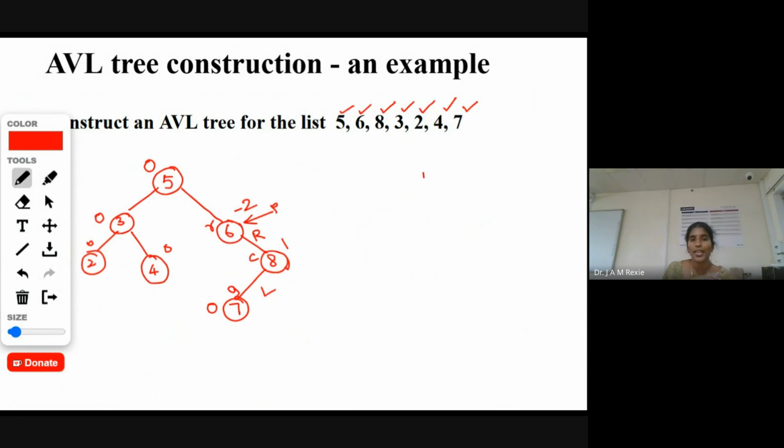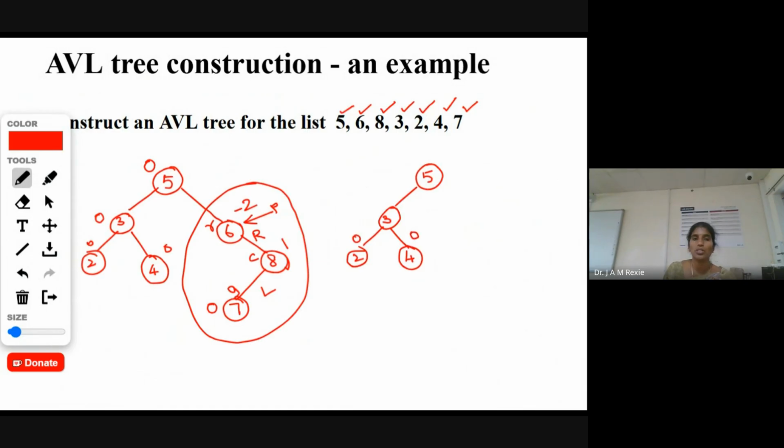Okay. So 5 will be in the same position. Only from here we will be having the alterations. The others will be the same. So 3, 2, and 4, they are having 0, 0. And here we will be having the rotation.